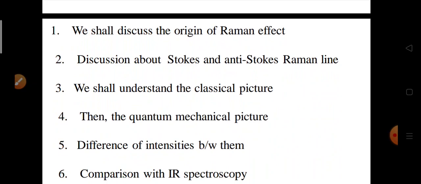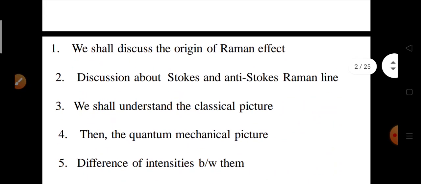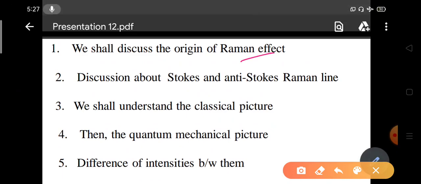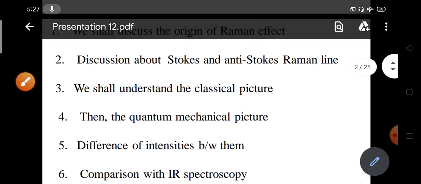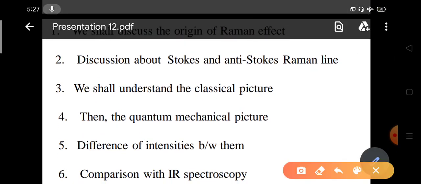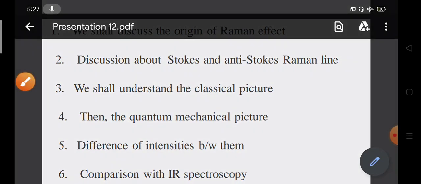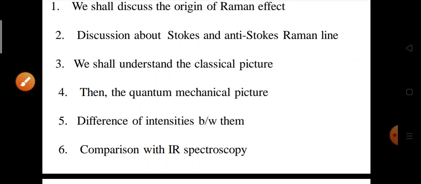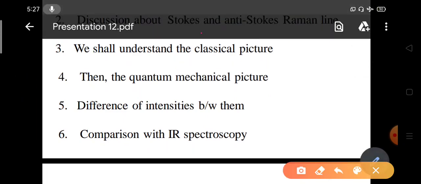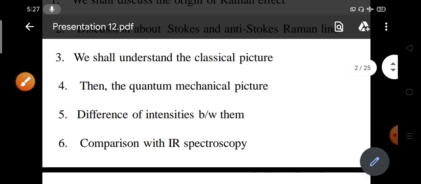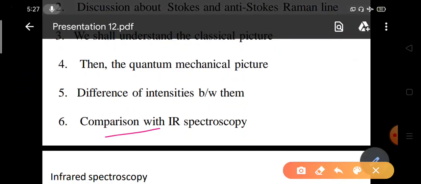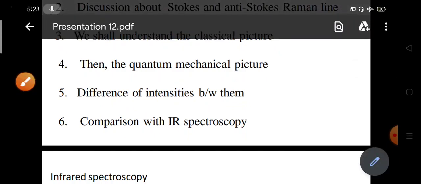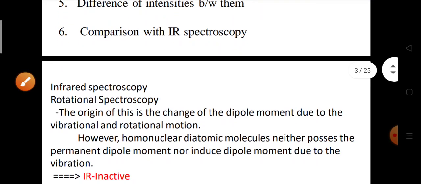Let's start. Today we shall discuss the origin of the Raman scattering or Raman effect. Then we shall discuss the Stokes line and anti-Stokes line. We shall understand its explanation. The explanation will be based on the classical picture and the quantum mechanical picture. Then we understand the intensity difference between the Stokes line and anti-Stokes line, and why there are intensity differences between the two lines. And then we shall compare Raman spectroscopy with IR spectroscopy or vibrational spectroscopy.